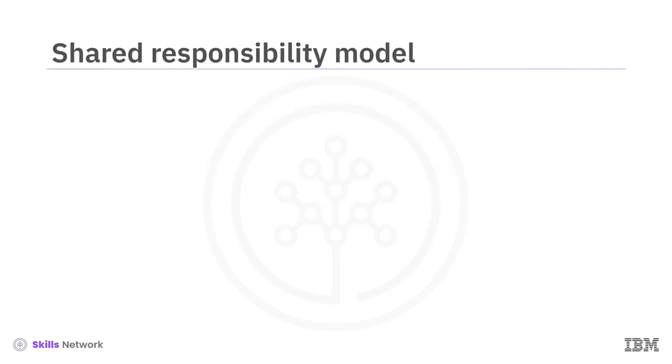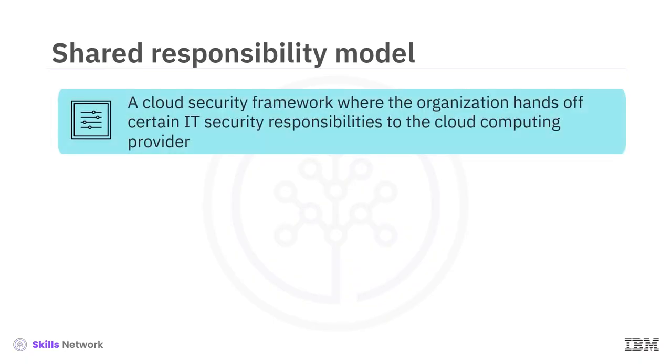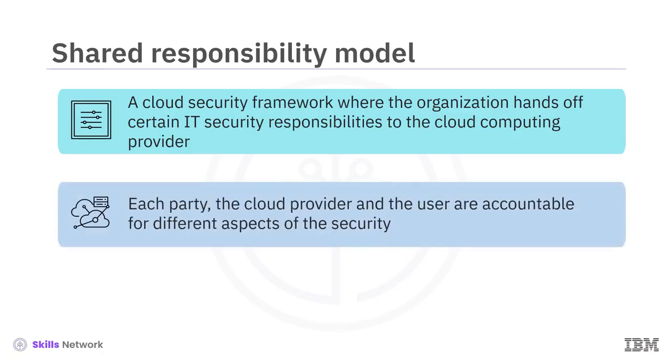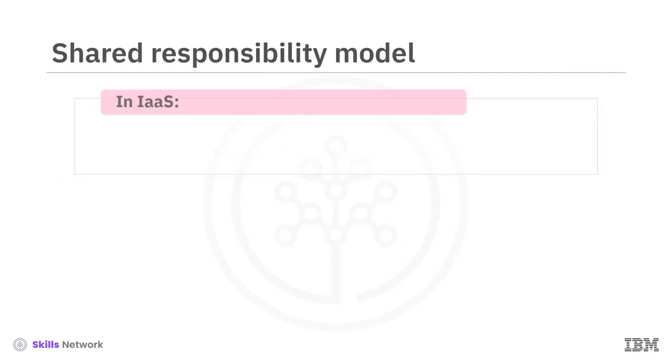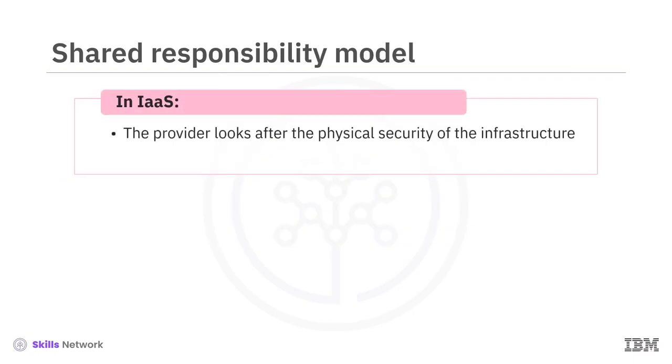Now, let's understand the different security models used in cloud computing. A shared responsibility model is a cloud security framework where the organization hands off certain IT security responsibilities to the cloud computing provider. Each party, the cloud provider and the user, are accountable for different aspects of the security, and they work together for the full security coverage. There are different types of shared security models for IaaS, PaaS, and SaaS. In IaaS, the provider looks after the physical security of the infrastructure at their data centers.